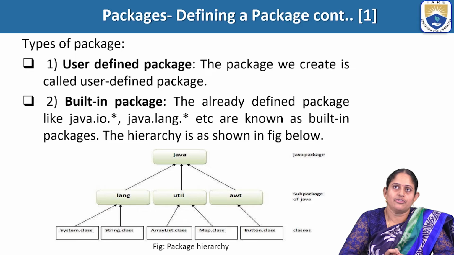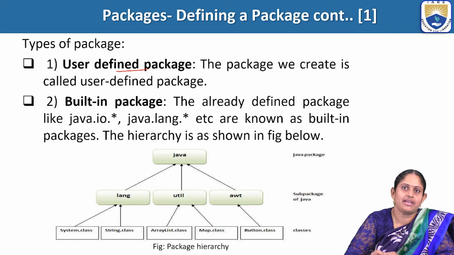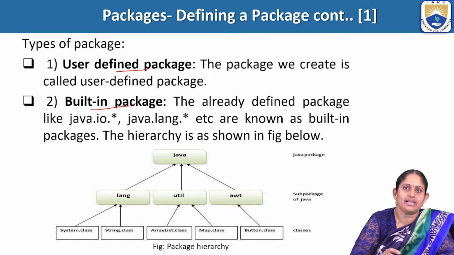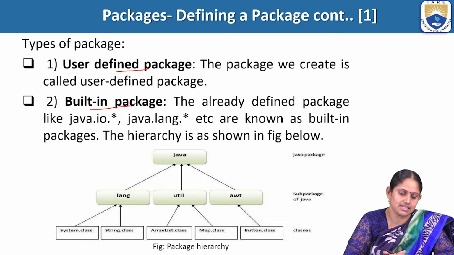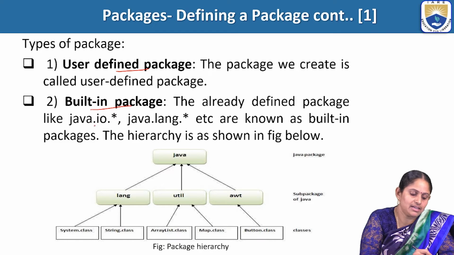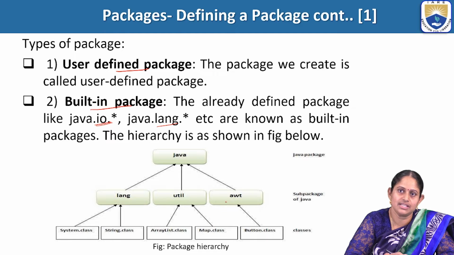There are two types of packages in Java. One is the user-defined package, which is defined by the programmer or the user, and the other is the built-in package, which is given by the JDK itself. These built-in packages are given by the JDK, like the IO package, lang package, util package, etc. If we look at this figure, this is the hierarchy of packages in Java.